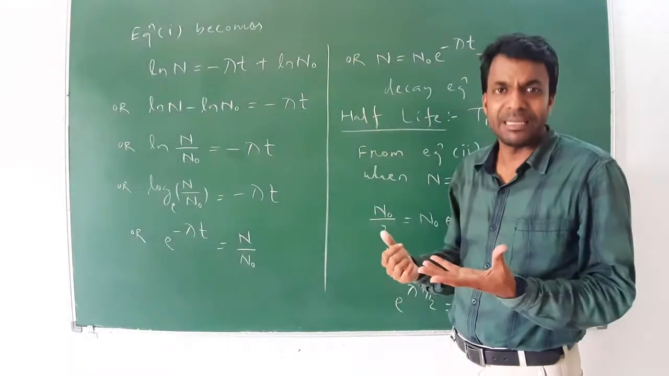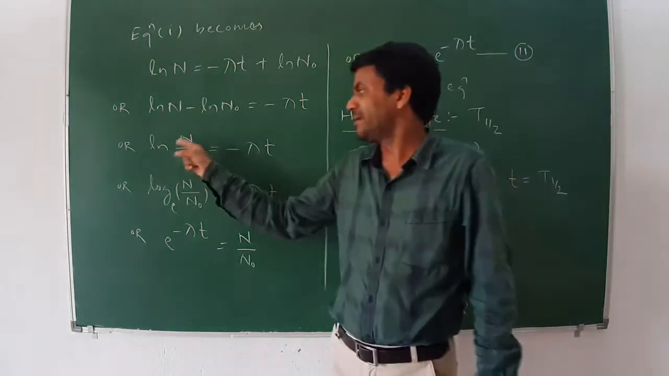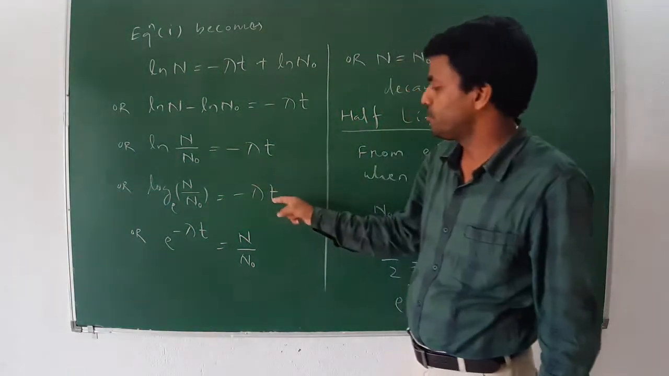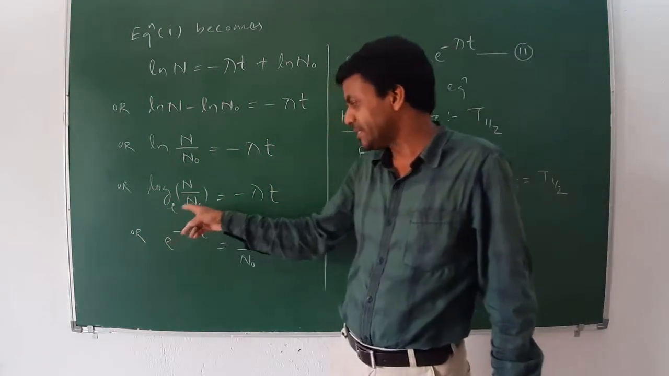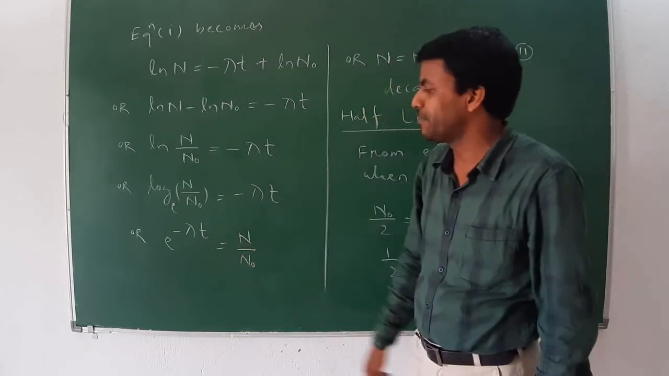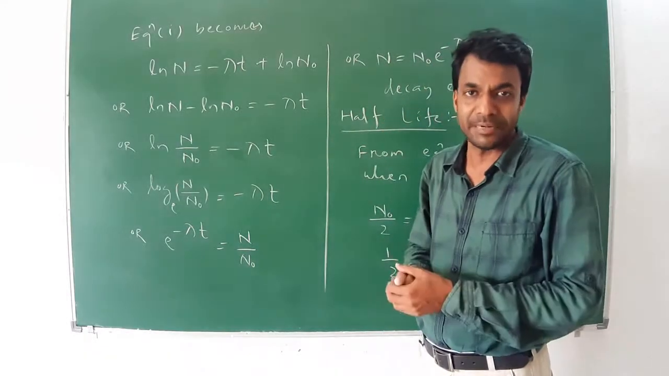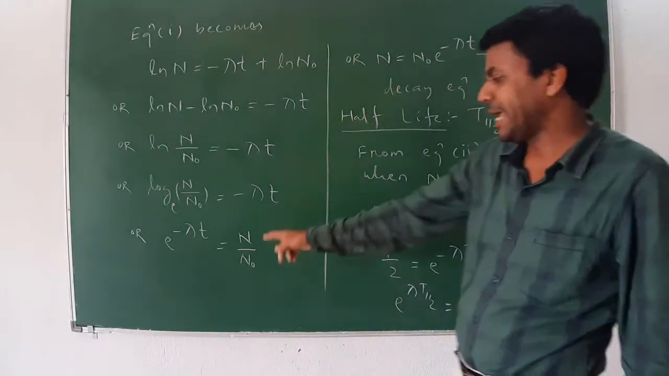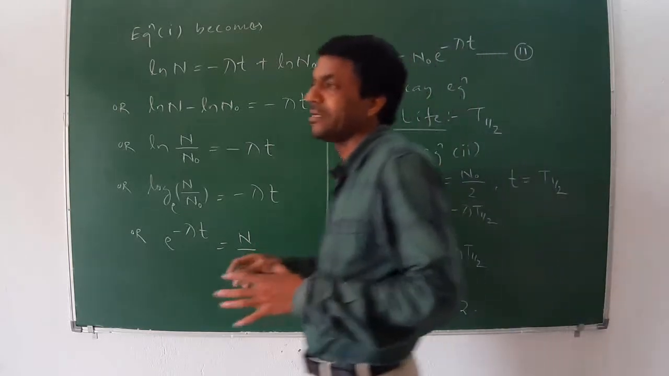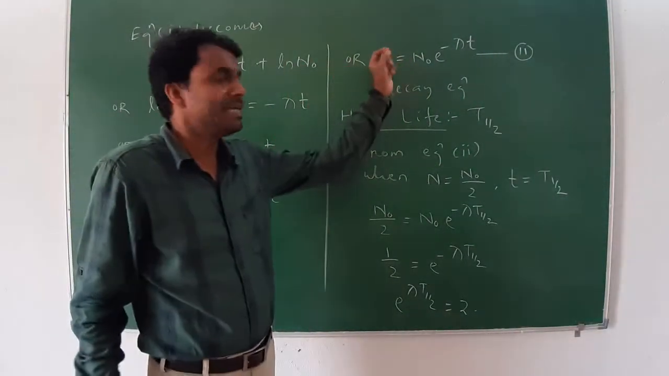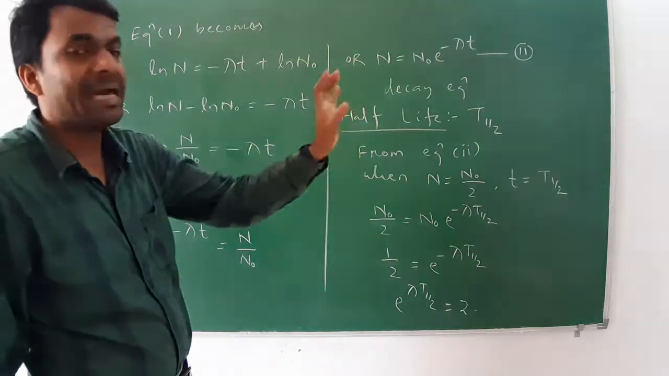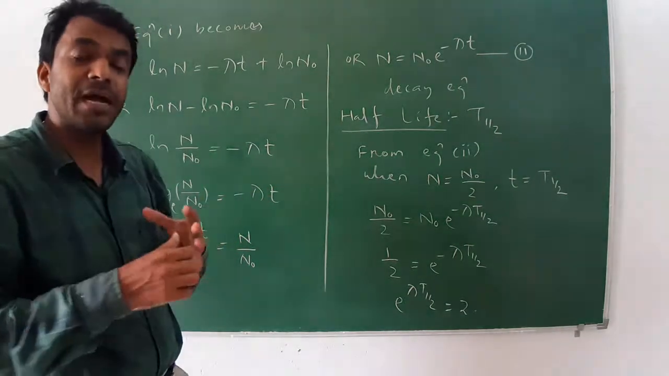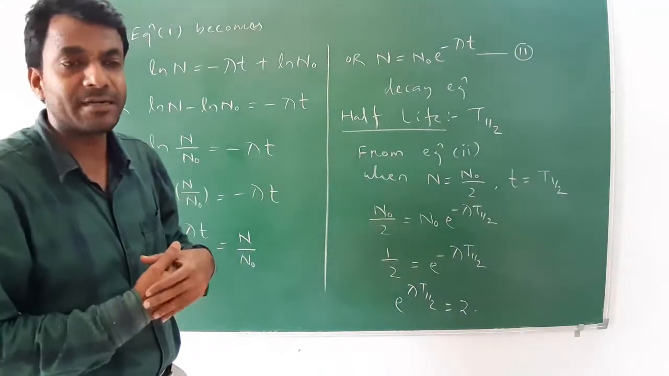ln x means log x base e. So ln N by N naught, means log N by N naught base e, is equal to minus lambda t, or converting into algebra, e to the power minus lambda t is equal to N by N naught. This was the logarithm function, and this is the algebraic form. Or N equals N naught e to the power minus lambda t. This is the required equation 2, and it is known as the radioactive decay equation. And this is the required derivation or explanation of the radioactive decay law.